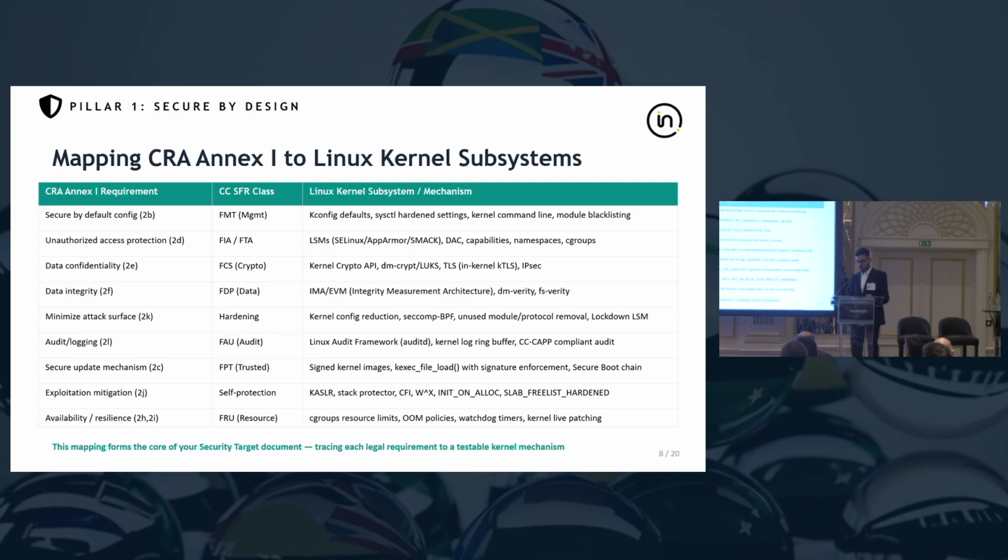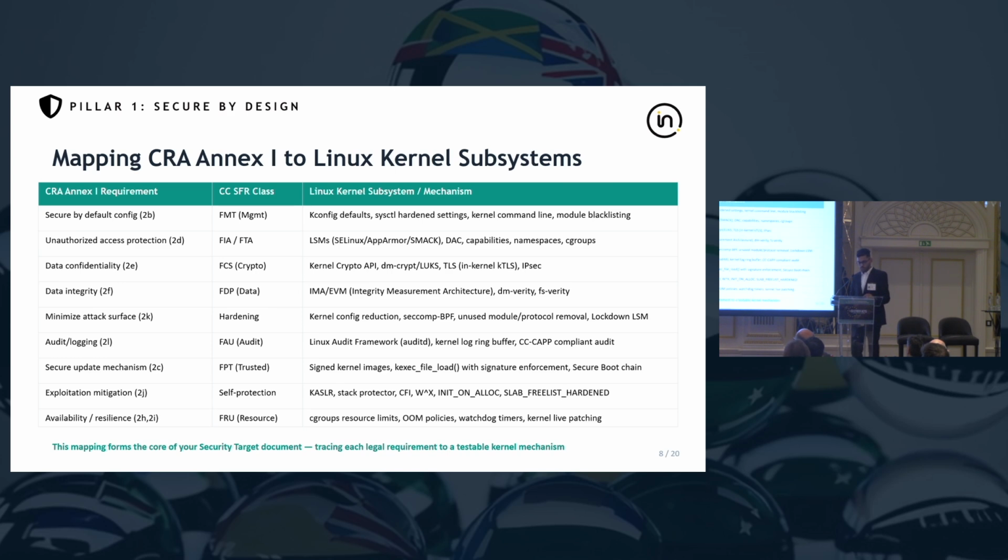The second point is protection from unauthorized access. This could map to your FIA and FTA. And within Linux, we could implement this using, say, SELinux, AppArmor, SMACK, whatever your implementation of choice. Data confidentiality could map to your FCS, your cryptographic services, so that's your cryptographic API. We could use dm-crypt with LUKS for disk encryption, and kTLS for transport, and IPsec.